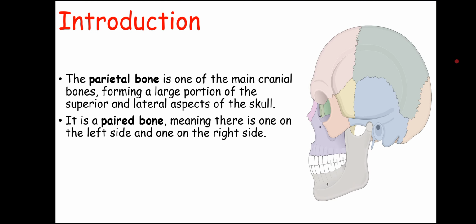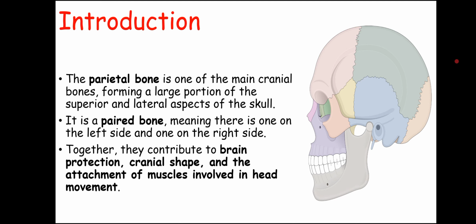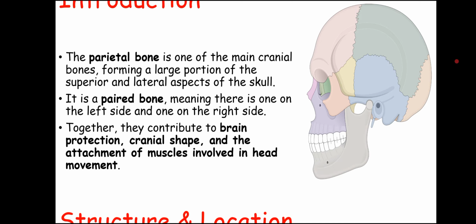It is a paired bone, meaning there is one on the left side and one on the right side of the skull. Together they contribute to brain protection, cranial shape, and attachment of muscles involved in head movements.